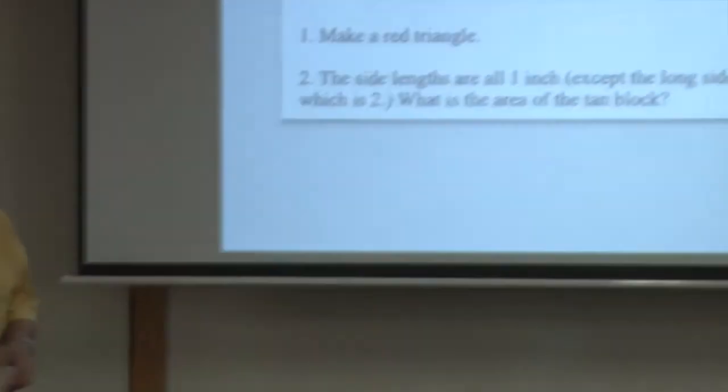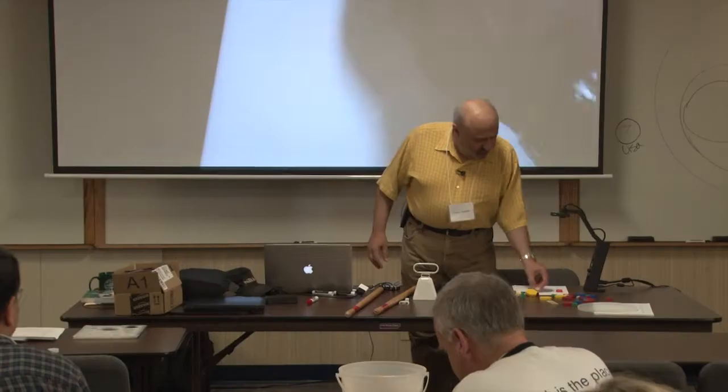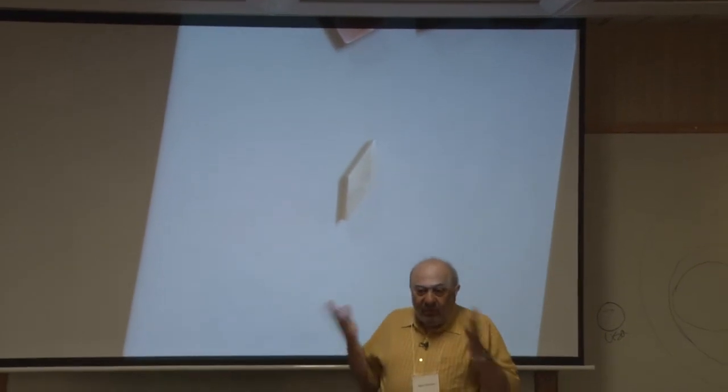Make a red triangle and find the area of the tan block. So this is the one whose area I'm asking about. What's the area of this? And my hint is you don't need to do any calculations. You need to arrange blocks in a meaningful way that will reveal the area. All the edges are 1 inch, except for the long edge of the trapezoid, which is 2 inches. And I'm asking for the area of the tan block.